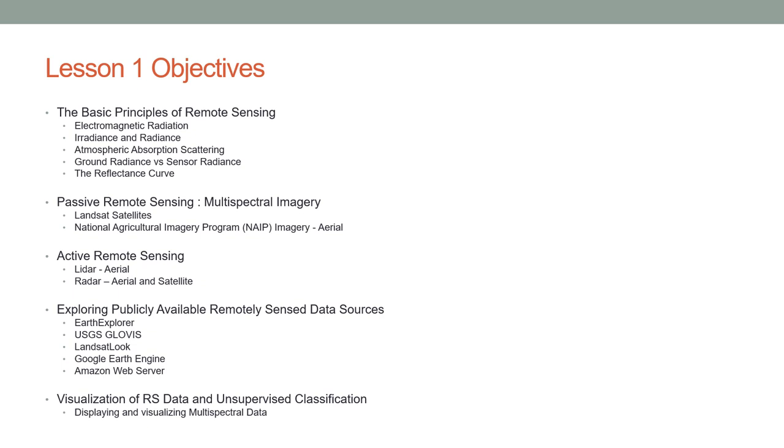We will also be exploring publicly available remotely sensed data sources, including the USGS Earth Explorer, the USGS GloVis, the NASA Landsat Look, the Google Earth Engine, and the Amazon Web Services, which is the engine behind the Esri Living Atlas. And we will also look at visualization of remotely sensed data, particularly multispectral data, and what unsupervised classification is. And you will be doing a lab activity with unsupervised classification, and how remotely sensed data is displayed and visualized on a computer monitor.